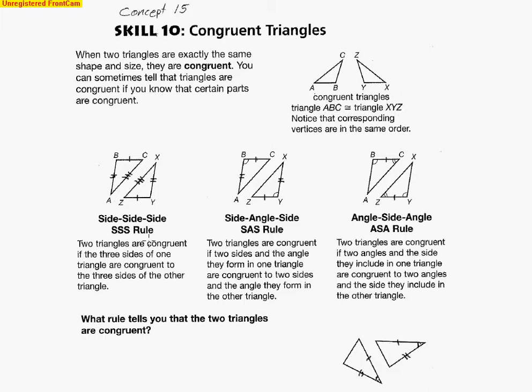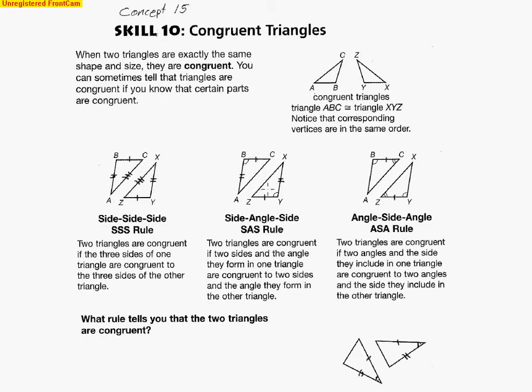So let's take a look at our congruency rules. We have 2 triangles are congruent if all 3 sides are the same. So notice how BC here has 1 tick mark, just as ZY has 1 tick mark, and those 2 correspond to one another. YX is the same as AB, and AC is the same as XZ. So that's the side rule.